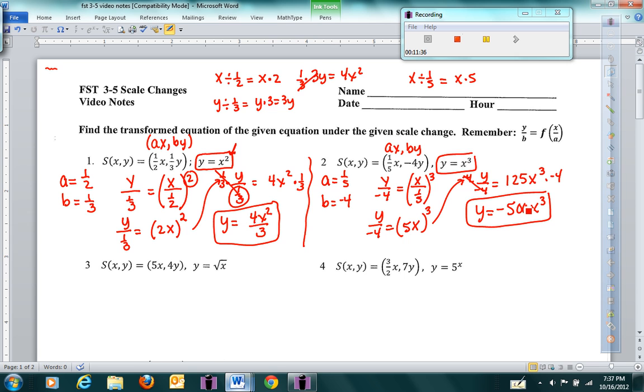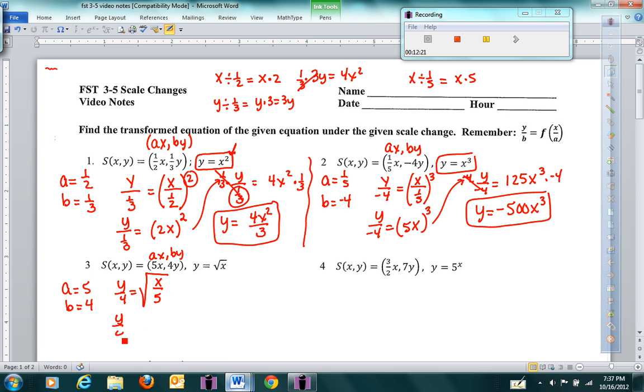All right, on number 3, we have our ax comma by. And so we're going to say that a is equal to 5 and b is equal to 4. So y divided by 4 is equal to big gigantic square root x divided by 5. Okay, now we don't have any complex fractions here, do we? And so we might think that we don't have to do any kind of simplifying and we would be done, except for getting rid of this 4 over here. But you might recall the rules of radicals say that we cannot have a radical that contains a fraction. So we are going to have to work on this a little bit.